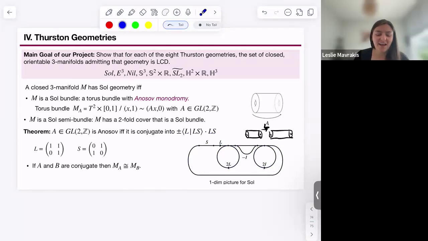I'll just say that, yeah. And so that will give you your immersion in the branched manifold. So yeah, that is all I have to say.